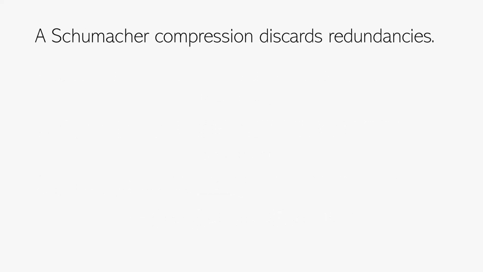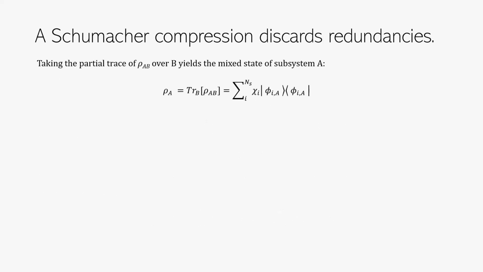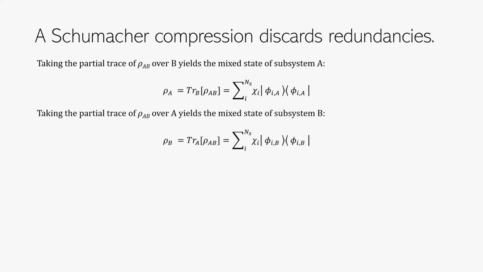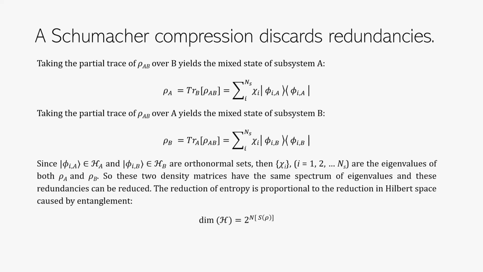Okay, so now we'll get to the partial trace. Taking the partial trace of rho AB over B yields the mixed state of subsystem A. And taking the partial trace of rho AB over A yields the mixed state of subsystem B. Since the vectors of subsystem A occupy a Hilbert space of a corresponding dimensionality, and the vectors of subsystem B occupy a Hilbert space of corresponding dimensionality as well, and these are both orthonormal sets, then chi i from 1 to n sub s are the eigenvalues of both rho A and rho B. So these two density matrices have the same spectrum of eigenvalues, and these redundancies can be reduced.